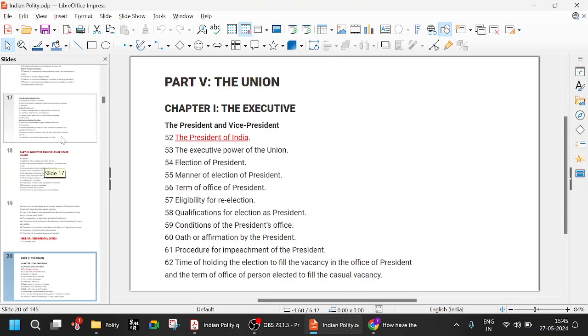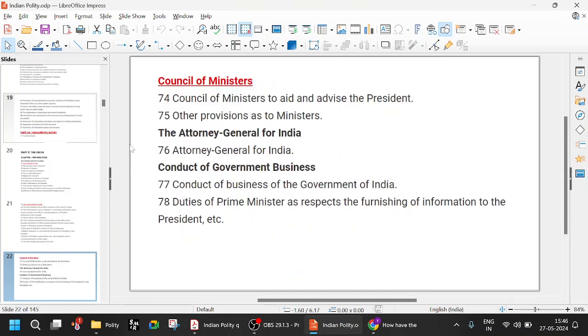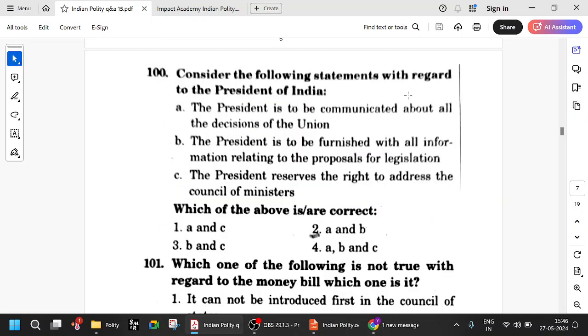So Article 52 is the President of India, and 63 is Vice President, and 74, 75 Council of Ministers to aid and advise ministers, and 78, duties of Prime Minister to furnish information to the President. So here you can say the President is to be communicated about all the decisions. Article 78, the President will be furnished with all information relating to proposals for legislation. This is also 78. President reserves the right to address the Council of Ministers.